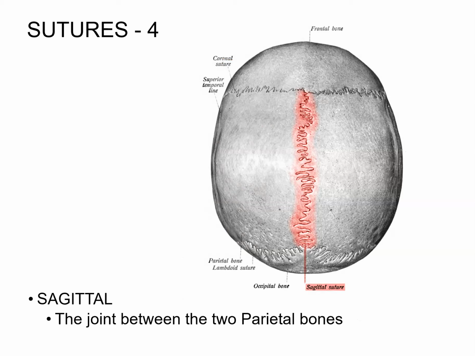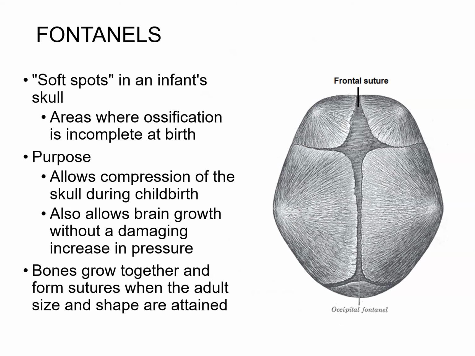And then we have the sagittal suture. The sagittal suture, a sagittal plane, was a plane that divided the body into left and right. So in this case, the sagittal suture is between the two parietal bones. So it goes in the exact same direction of that plane.